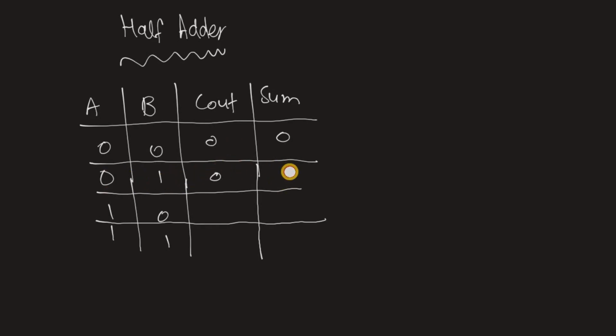So how do we write 1 in binary? Simply like 01. And that's a 1 as well, so 01. And this is 1 and 1, so that's a 2 in binary. And how do you write 2 in binary? 10. So that's pretty much it for the half adder.